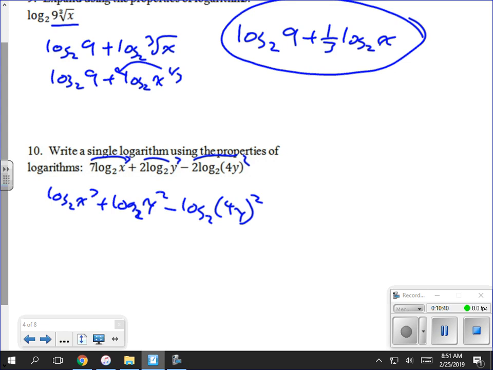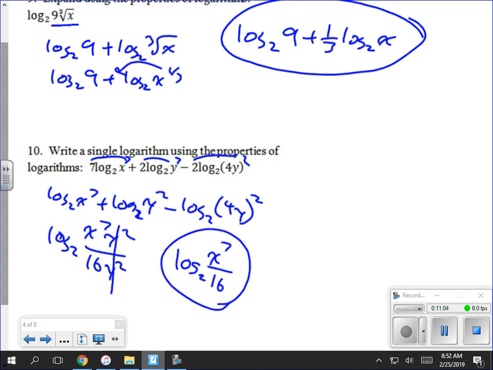Now I can combine them up into one logarithm. Log base 2, x to the 7th, y squared. I take 4y and square it to get 16y squared. But what happens to my y squareds? They cancel out. So I get log base 2 of x to the 7th over 16. Because the y squareds cancel out. Pretty much the most common mistake on this one would be not squaring the 4. Remember, it's 4y quantity squared. The y squared.